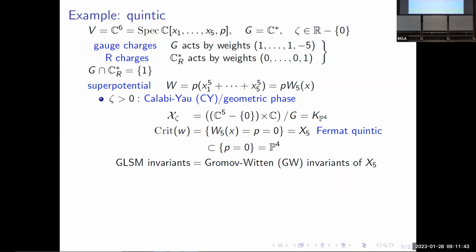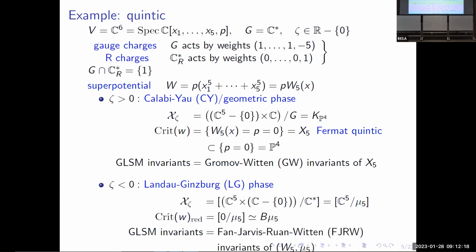So in general, when the critical locus is smooth and we can define Gromov-Witten invariants, then GLSM invariants should be equal to Gromov-Witten invariants. But when the critical locus is too singular, one cannot define Gromov-Witten invariants, and GLSM invariants should be viewed as the replacement of Gromov-Witten invariants. It should be viewed as virtual counts of curves in the critical locus.